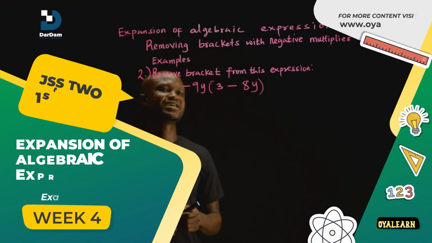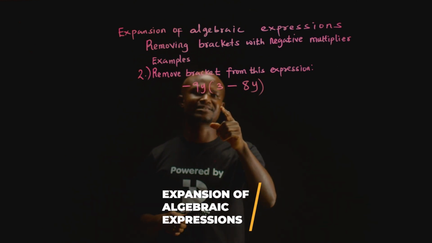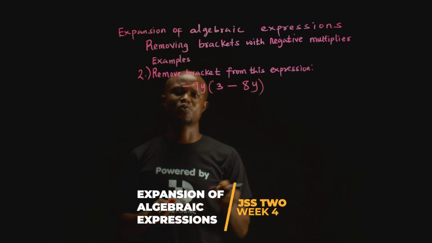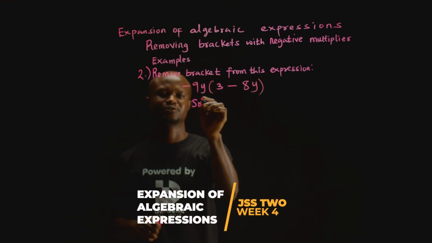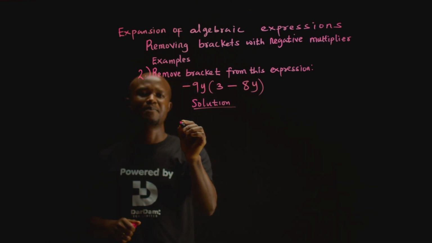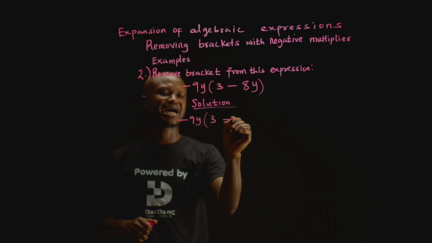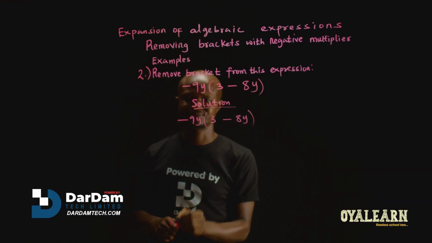Remove bracket from this expression. Minus 9y into bracket 3 minus 8y. Solution. We have minus 9y into bracket 3 minus 8y.